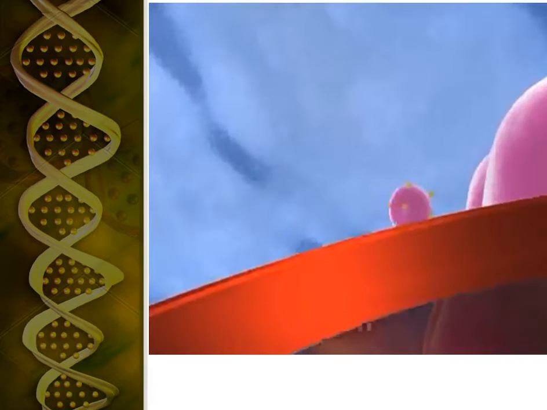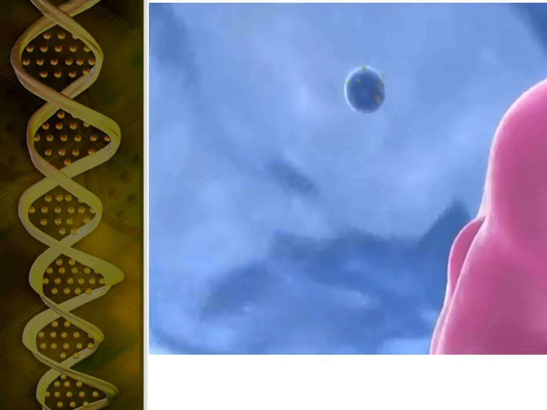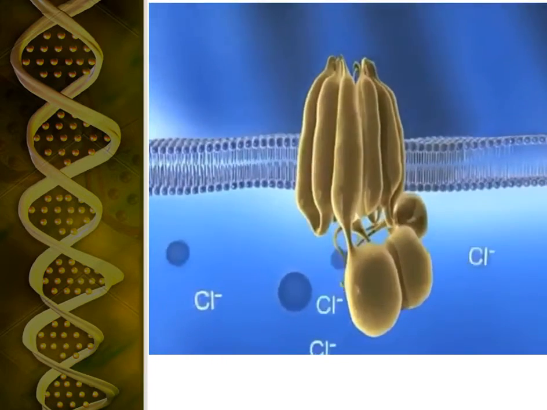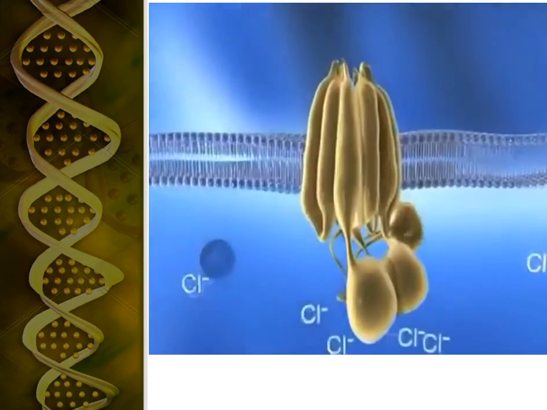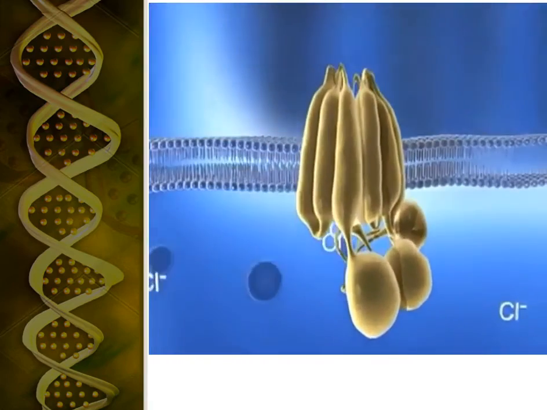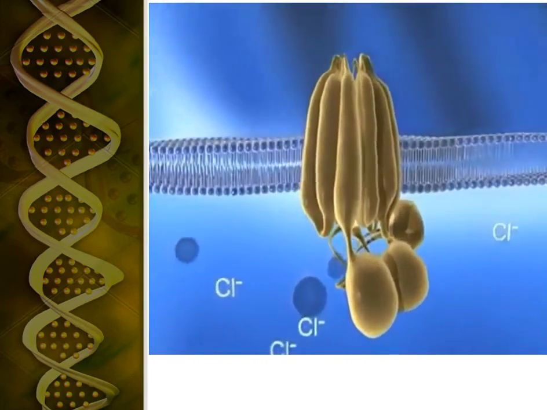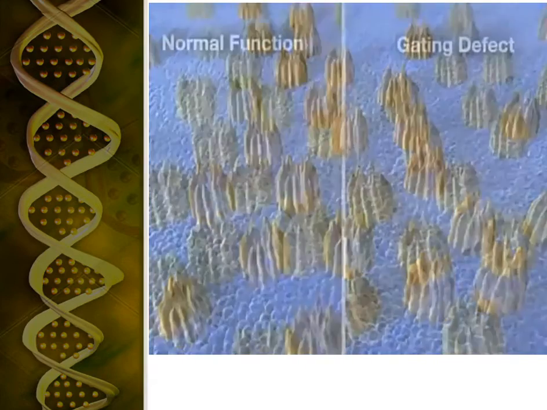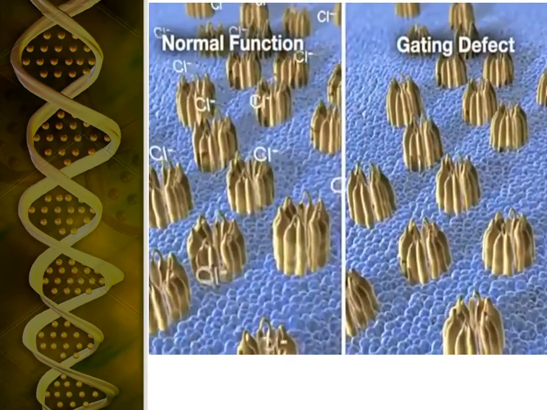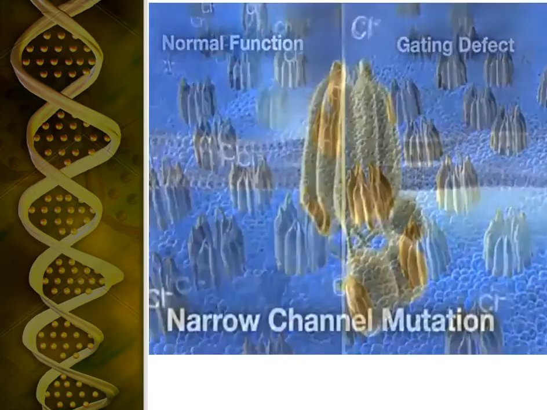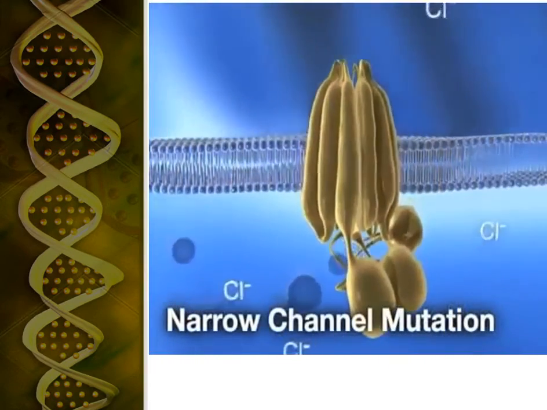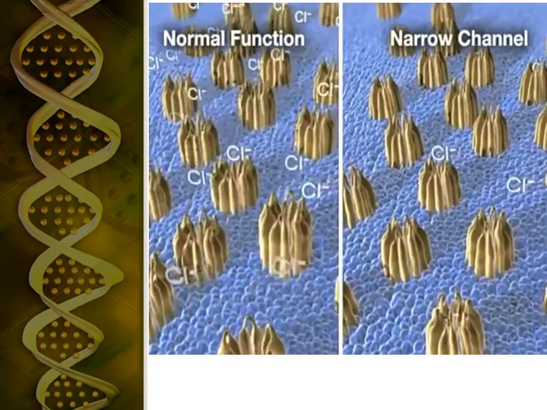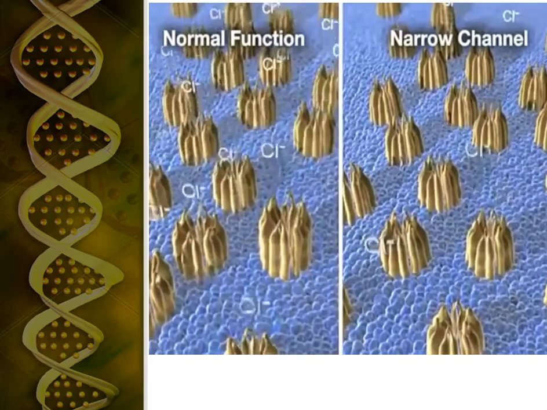Other mutations result in CFTR protein that reaches the apical membrane. However, the channel does not open properly, which is known as a gating defect. Or it has impaired chloride movement, or a conductance defect. This results in diminished chloride transport across the cell membrane.